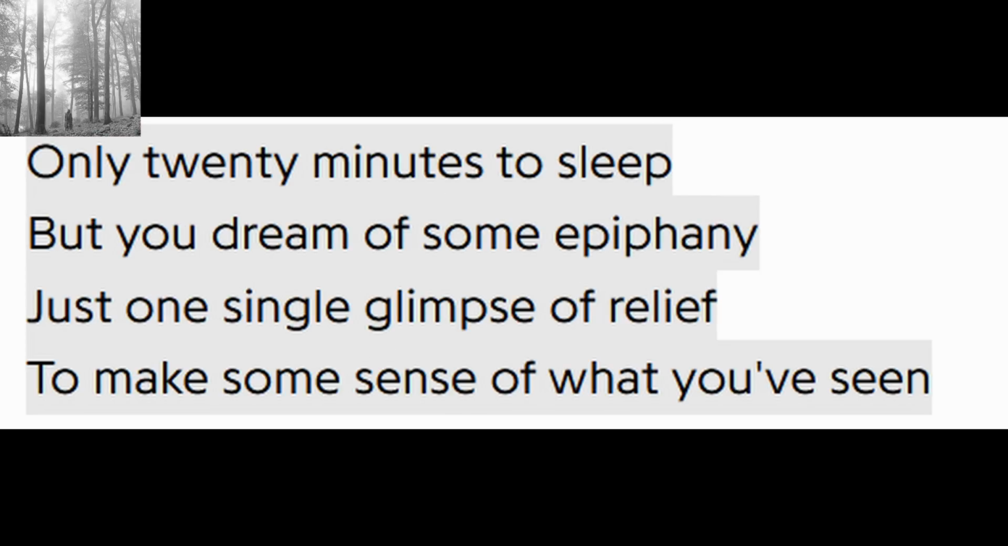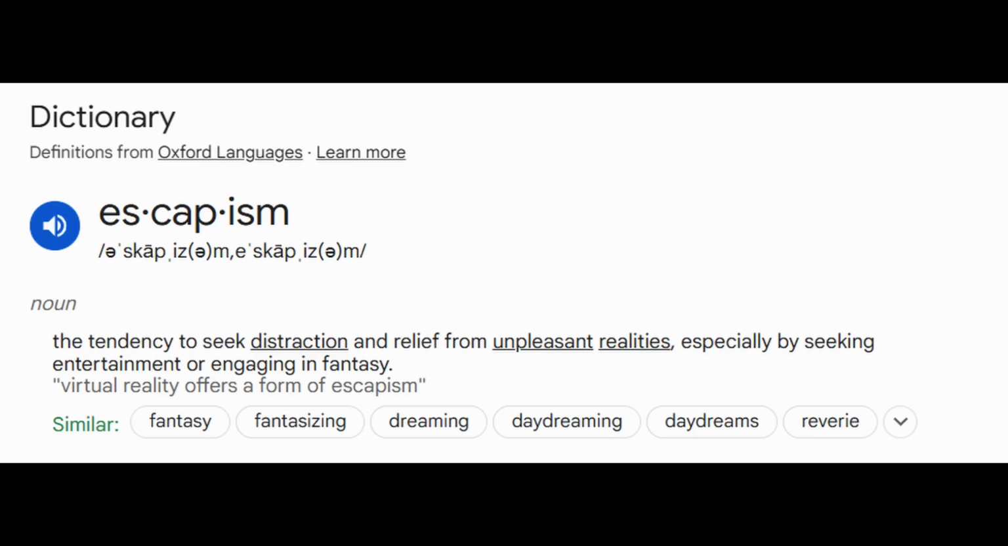Later in Epiphany, the titular lyric, "only 20 minutes to sleep, but you dream of some epiphany." This is exactly, again, a drawn up picture of escaping tragic realities for a moment, getting, as she says, a glimpse of some relief. So that's kind of the escapism side of the album.